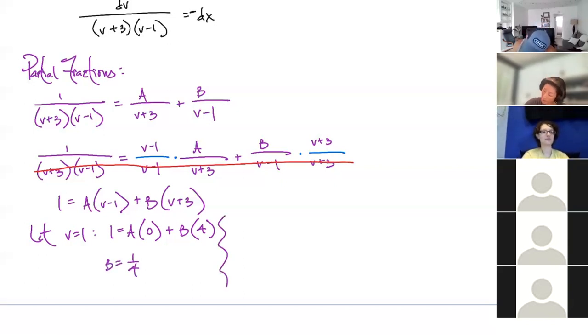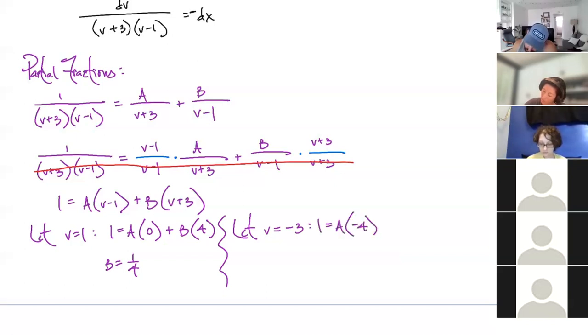What might be another clever number to choose for v? -3. Yeah, we could choose -3. Then we're going to plug in -3 everywhere we see a v. So 1 equals a times -4 plus b times 0. Oh, there's that 0. And we get a equal to -1/4. Okay.